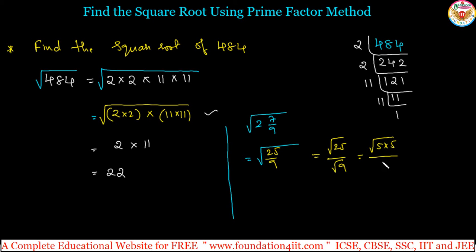If you do prime factorization, root 9 is 3 into 3. Now there is only one set in each. Because of the pair of 5s, we can take one 5, and because of the pair of 3s, we can take one 3. So the square root of 2 7 by 9 is 5 by 3.